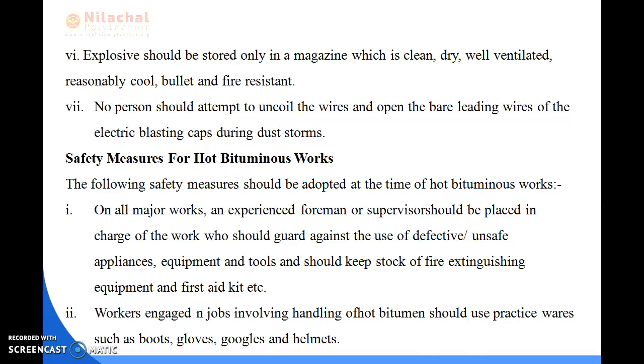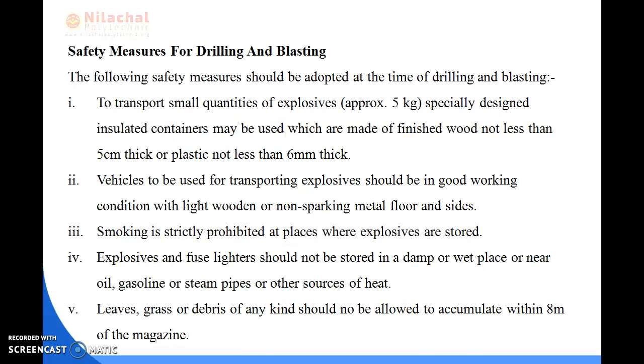No person should attempt to uncoil the wires and open the bare leading wires of the electric blasting caps during dust storms. So these are all about the drilling and blasting. We have to carefully take care of the explosives, which will be in specially designed insulated containers. And those vehicles used for transporting the explosives should be in good working condition, with a non-sparkling metal floor. And all of us know smoking is strictly prohibited at the places where the explosives are stored because they can light a fire.